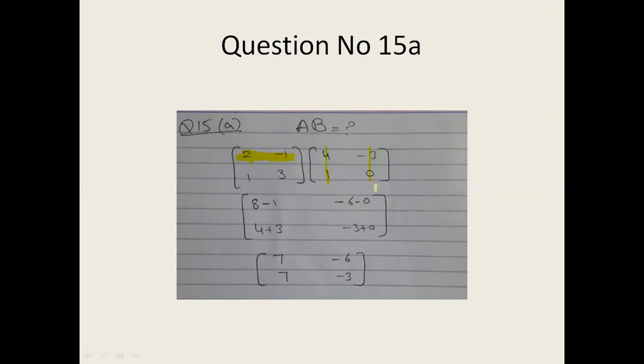Then this row will multiply with the second column, you will have -6, -0, so that will be -6. Then this second row will multiply with the first column, you will have 1 multiply 4, that will be 4 plus 3, and that will be 7. This will multiply -3 plus 0, that will be -3. So the A multiply B answer will be 7 -6, 7 -3.